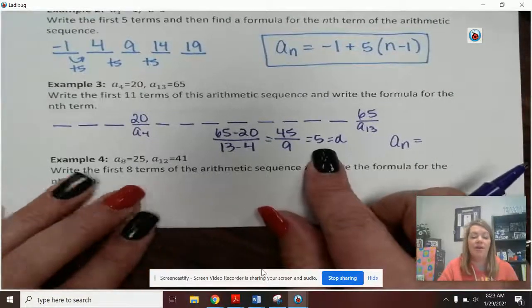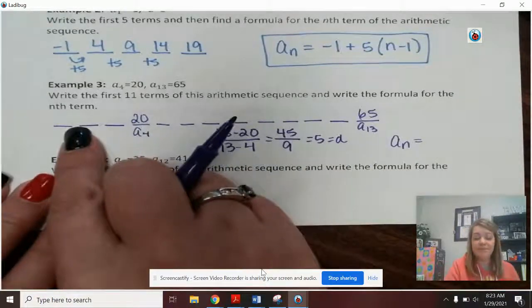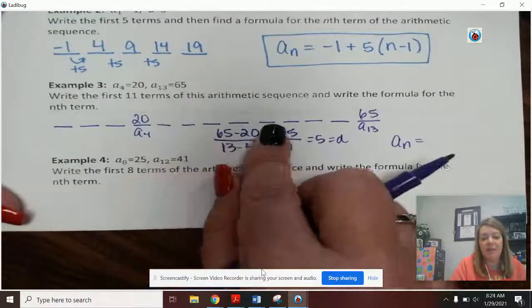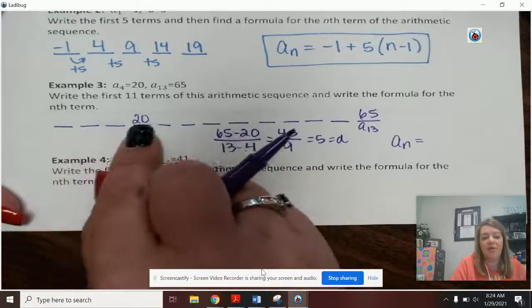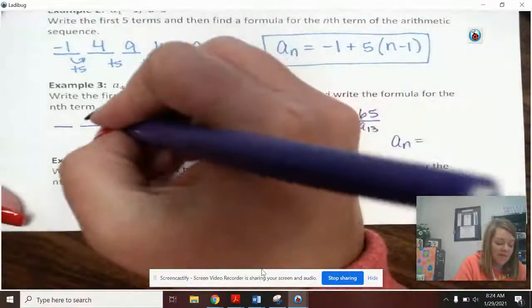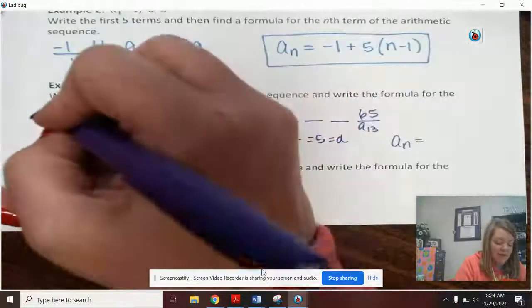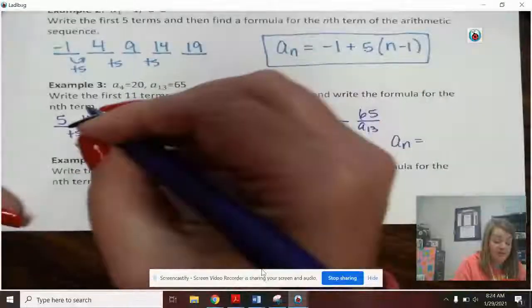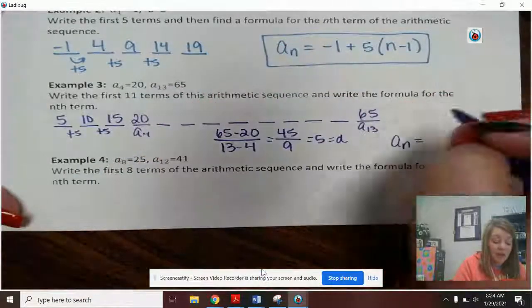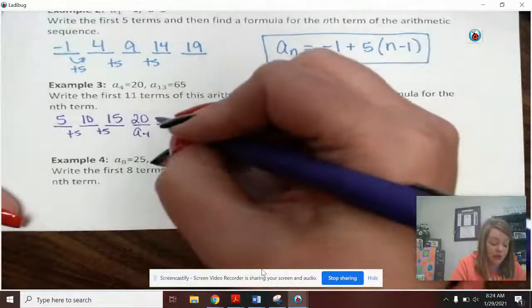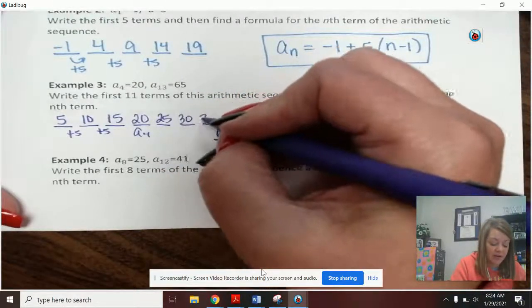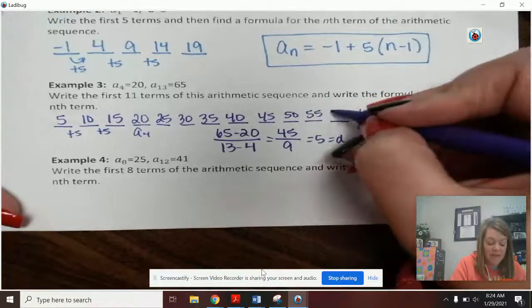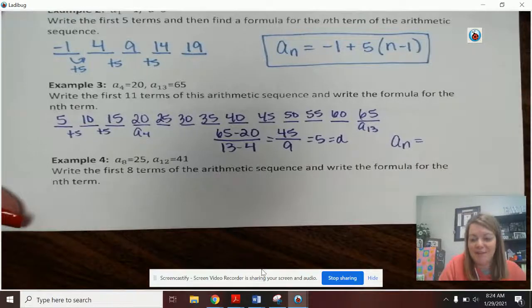So now I know that part, and I need to work my way backwards now to find the a sub 1. So if it's plus 5 every time, then if I'm going to work my way backwards, I've got to go minus 5 this way. So 20 minus 5 is 15, minus 5 is 10, minus 5 is 5. Because this is what happens. If my d is 5, I'm just adding 5 every time. The directions told me to write the first 11 terms, so I can go ahead and fill in 25, 30, 35, 40, 45, 50, 55, 60, and 65. Good. Ended up like I should have.